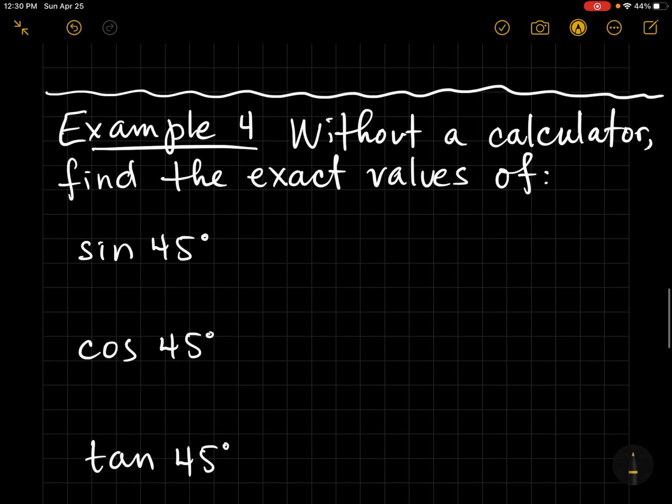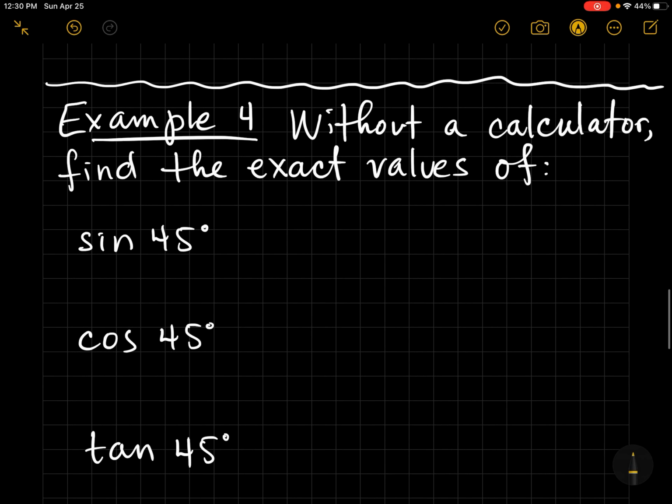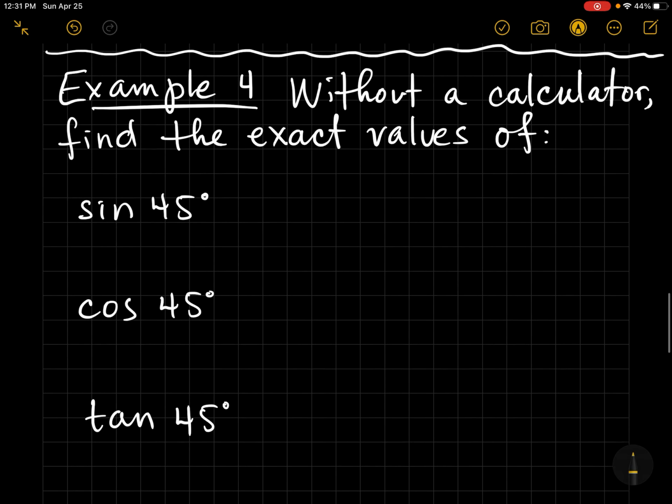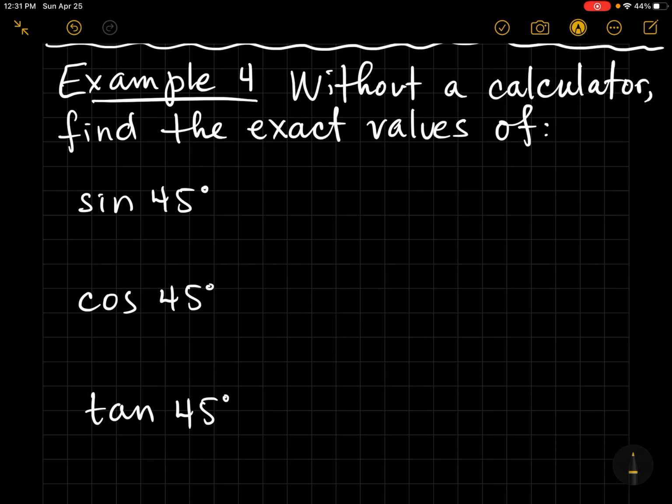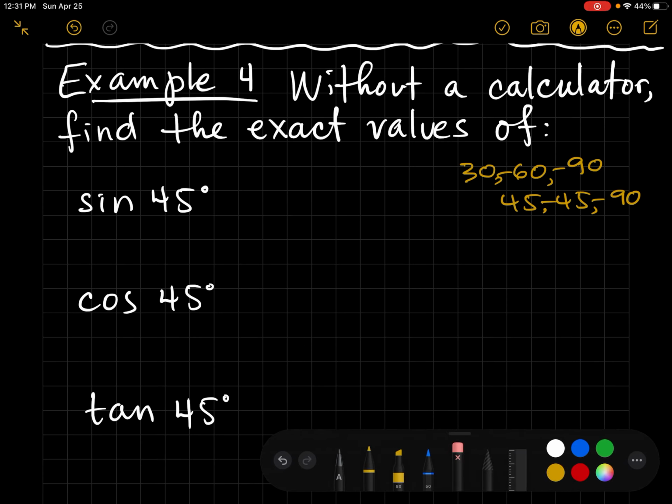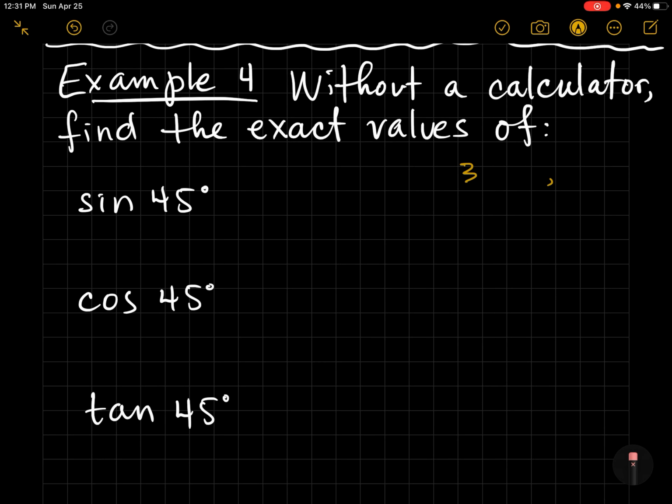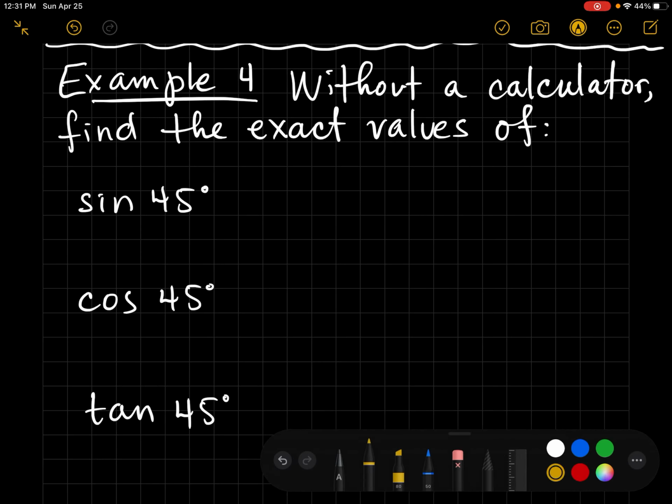Example 4. Without a calculator, find the exact values of sine 45, cosine 45, and tangent of 45. Now, in order to not use a calculator, we're going to need some version of a 30, 60, 90 or 45, 45, 90. So these are the triangles that we would have to deal with. I guess I should have put hyphens in there if we want exact values. Otherwise, we'll probably need a calculator. Okay, so I'm going to show you how to do this one.